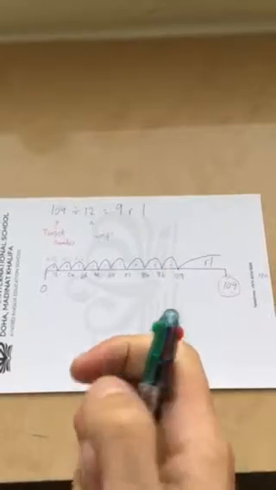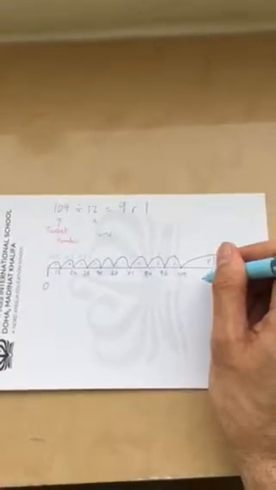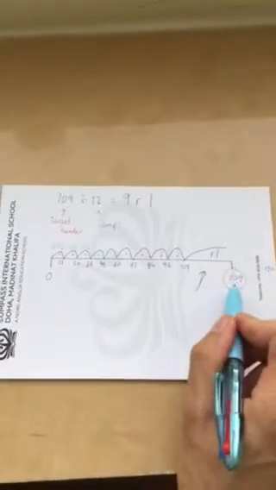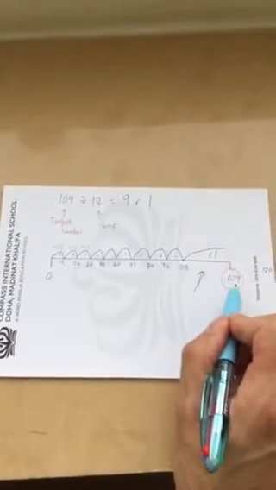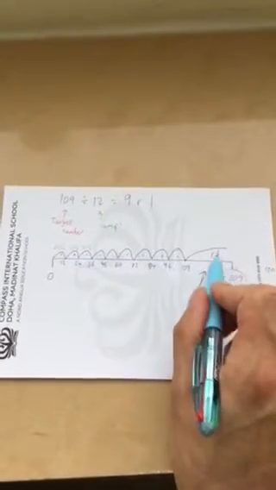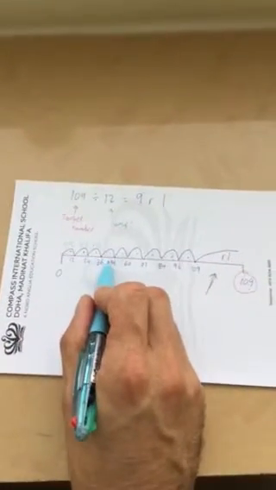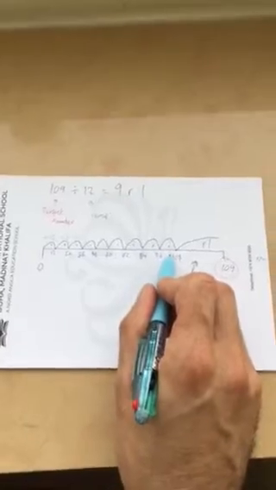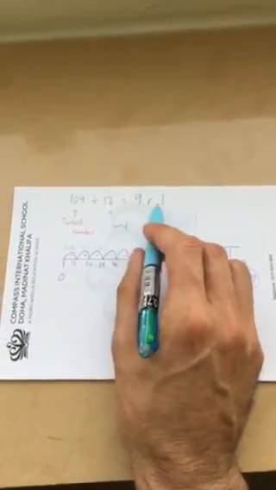And then, at the end, you work out if there is a remainder. Here there was a remainder of 1. To get to my target number from 108, all I had to do was jump 1 more, remainder of 1. You then count the jumps, and state the remainder. 9 remainder 1.